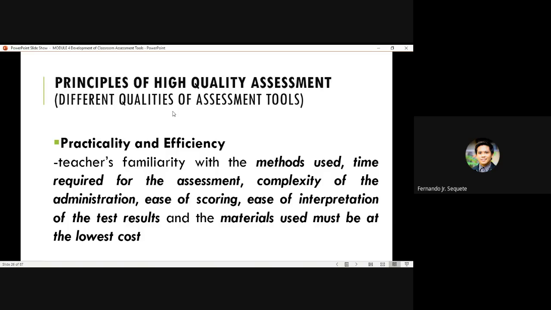Complexity of the administration, it should not be, no? Please, as much as possible, our administration should not be that complicated. It is because probably the students might focus on that, no? The more complicated the administrability is, the more tense the exam atmosphere becomes. Ease of scoring, so it should not be complicated, no? Ease of interpretation of the test results, and the materials used must be at the lowest cost.